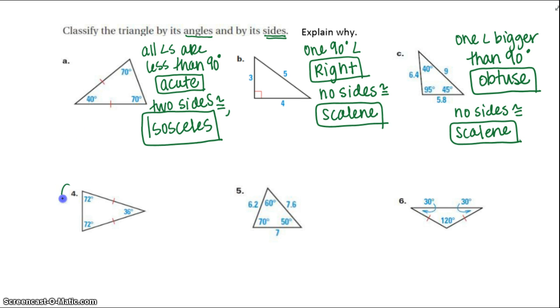So what I would like you to do is for 4, 5, and 6, you will try them on your own. Okay? So you try 4, 5, and 6. Now you can pause the video here and try them if you want, or you can just wait until the video's over and go back and fill them in. It's completely up to you.